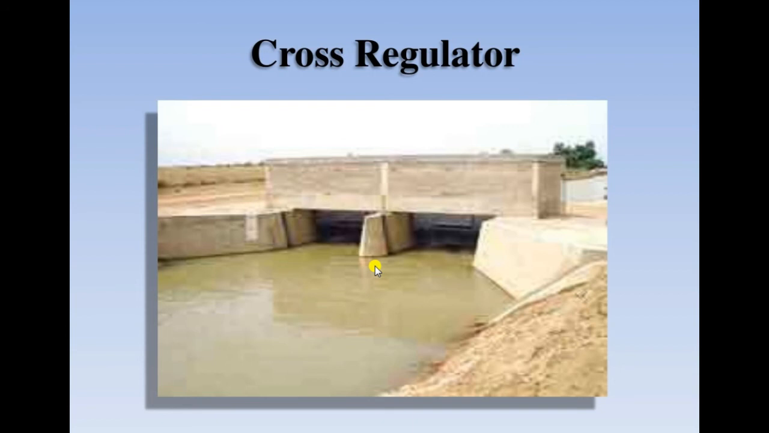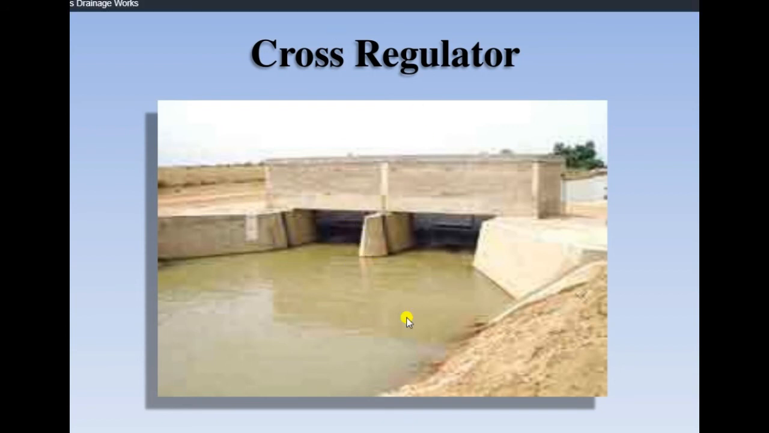Now the cross regulator that is provided in the main canal after the uptaking canal is called the cross regulator. It has gates, but when it is still open, the flow takes place from there. So the main canal's flow is passing through there to some portion.